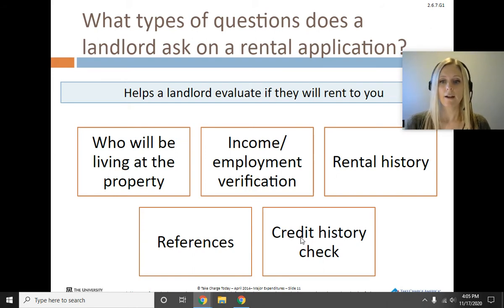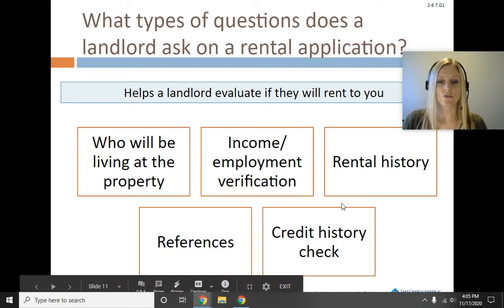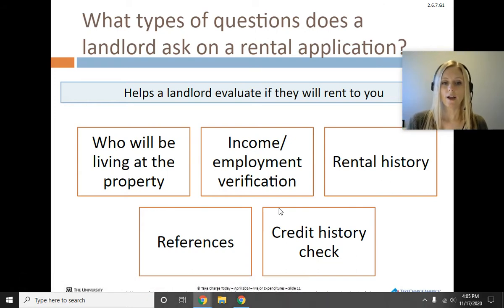Things like that. And that also kind of ties into getting a credit history check. They will probably check your credit and just make sure that you are good for paying things on time. And they may also check references, someone who's going to verify that you are a responsible individual.